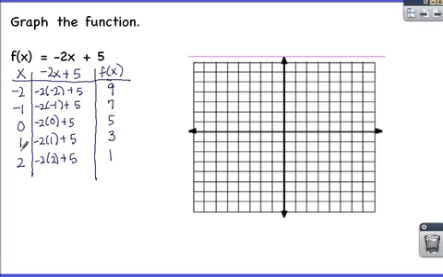Now, x is our input values, or x values, and our f of x is our output values, which are the y coordinates. So we could write ordered pairs now from this table. Negative 2, 9, because when I have an input of negative 2, I have an output of 9. Negative 1, 7, 0, 5, 1, 3, and 2, 1.